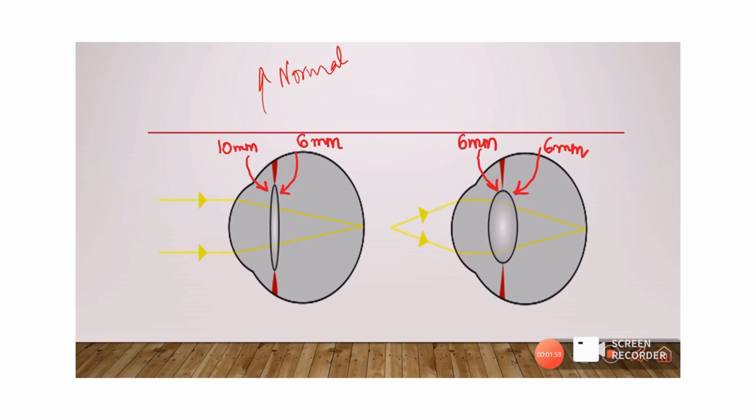So whenever we are looking at far in the unaccommodated state, our lens is spherical in such a way that the radius of curvature of the anterior surface is about 10 millimeters and the radius of curvature of the posterior surface is about 6 millimeters.